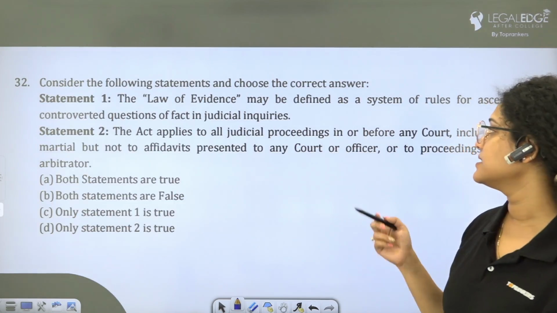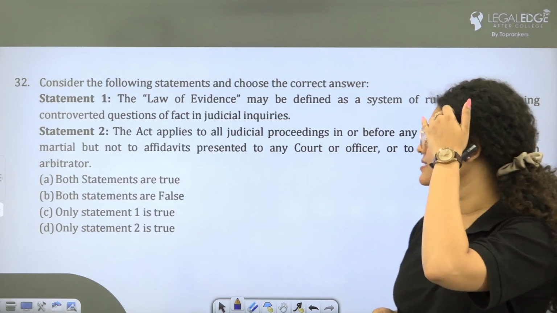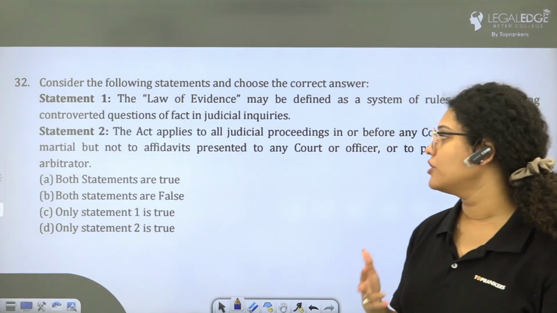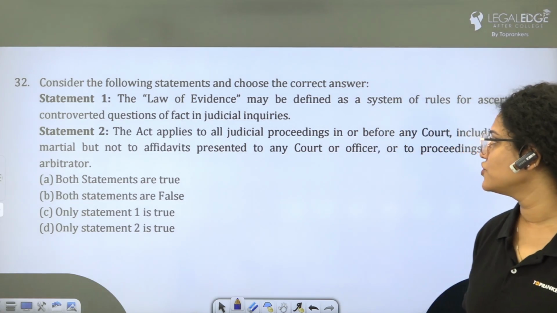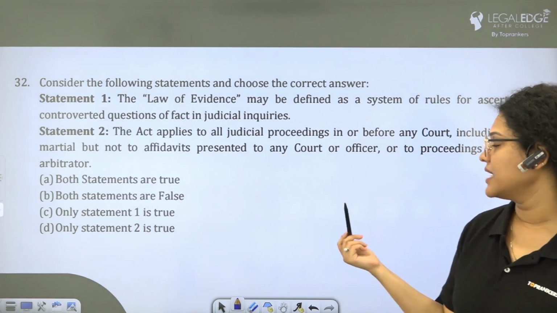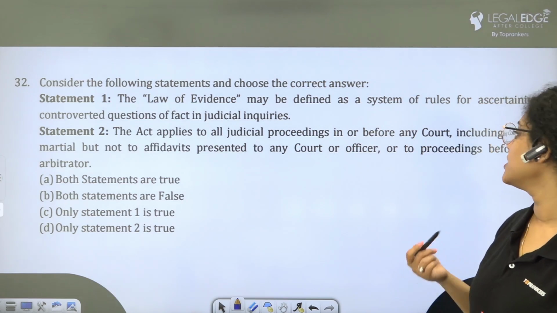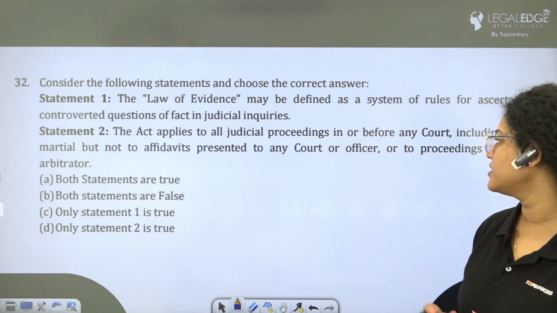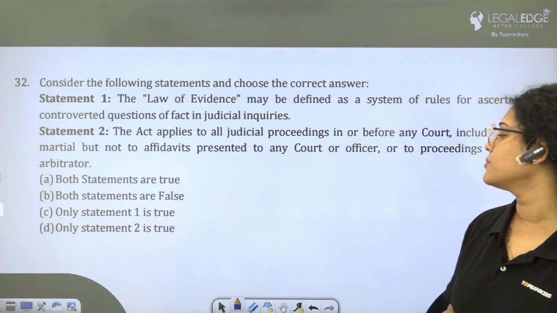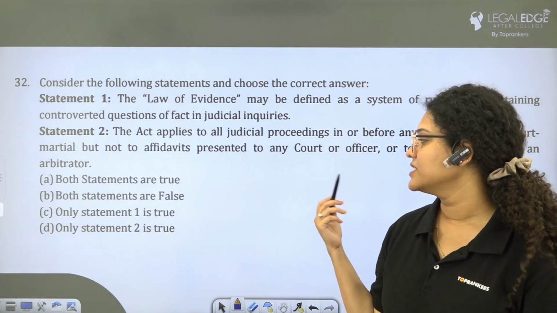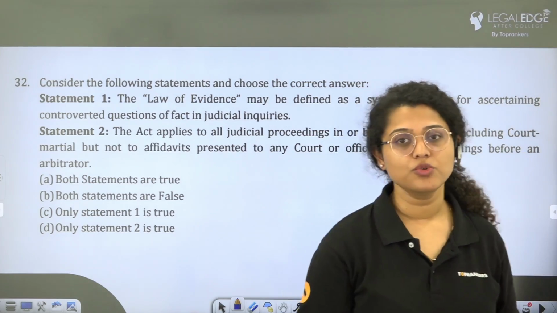Okay. Consider the following statements and choose the correct answer. The law of evidence may be defined as a system of rules for ascertaining controverted questions of fact in judicial inquiries. Second, the act applies to all judicial proceedings in or before any court, including court-martial, but not to affidavits presented to any court or officer, or to proceedings before an arbitrator. So what is correct here? Which statement is true and which statement is not true?